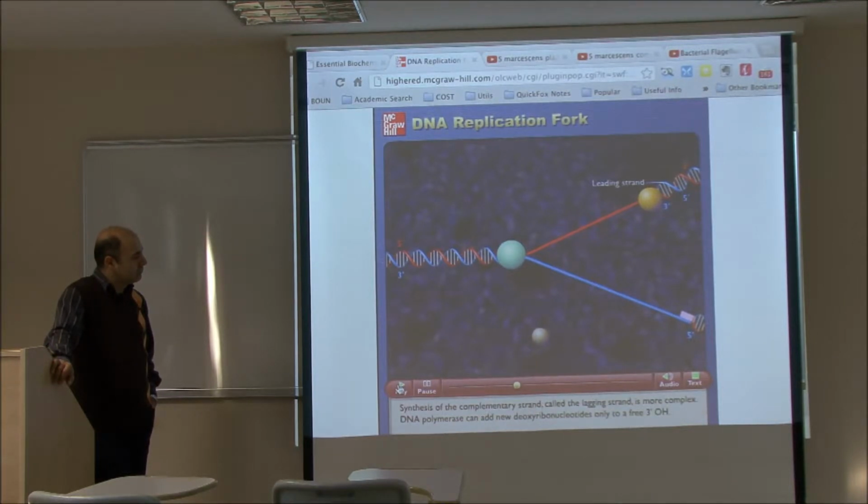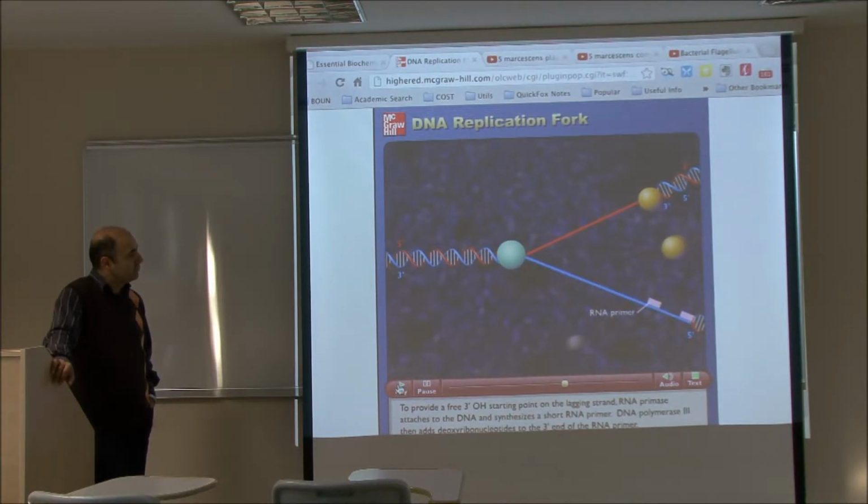Synthesis of the complementary strand, called the lagging strand, is more complex. DNA polymerase can add new deoxyribonucleotides only to a free 3' OH. To provide a free 3' OH starting point on the lagging strand, RNA primase attaches to the DNA and synthesizes a short RNA primer. DNA polymerase III then adds deoxyribonucleotides to the 3' end of the RNA primer.